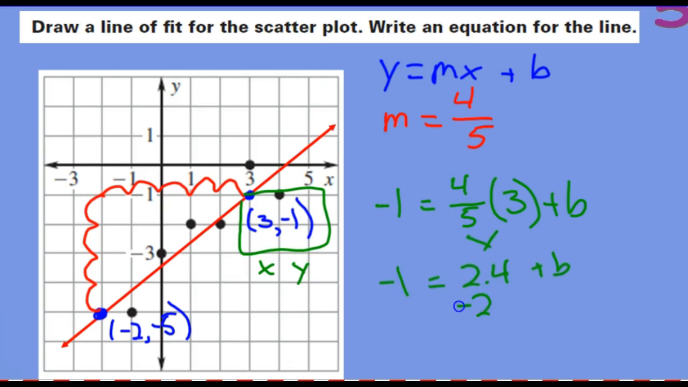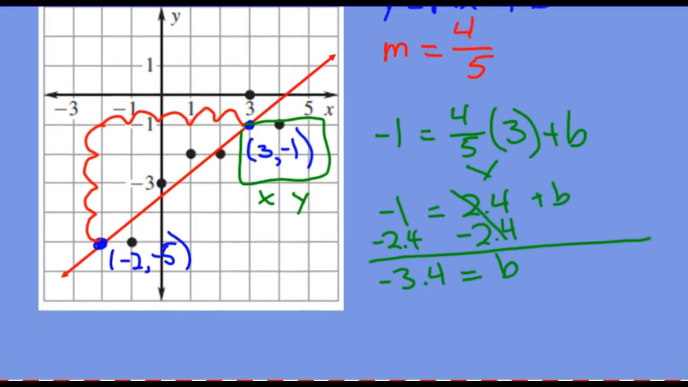Now I'm going to subtract 2.4 to get b by itself. Negative 1 minus 2.4 gives me negative 3.4. So negative 3.4 equals b. Our new equation then is y equals 4/5 x minus 3.4.